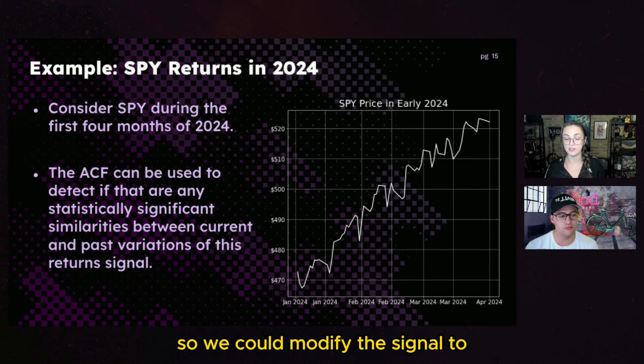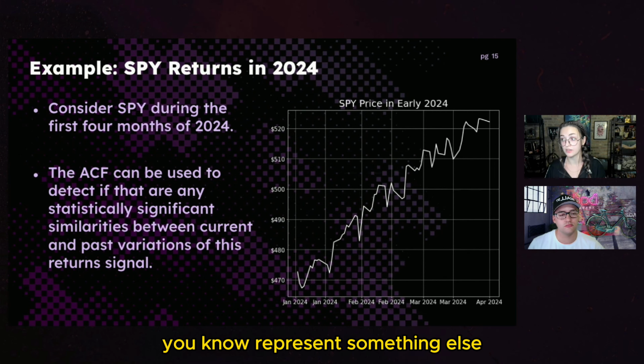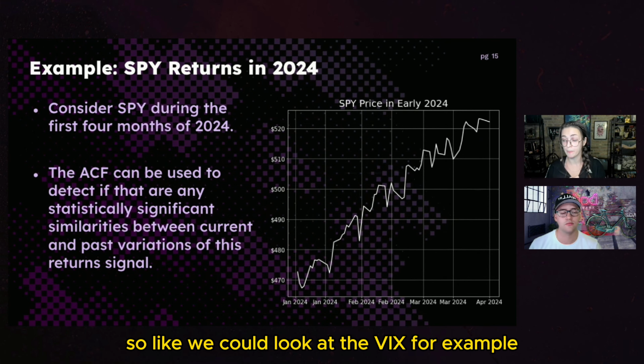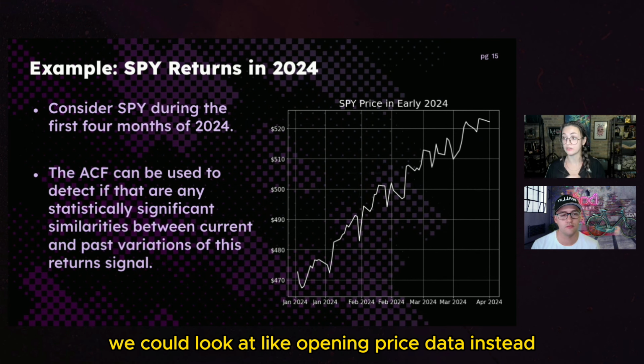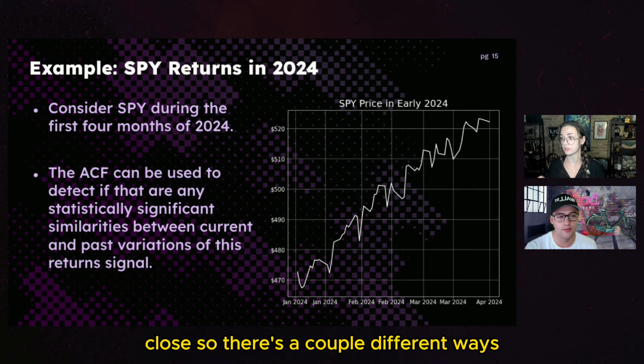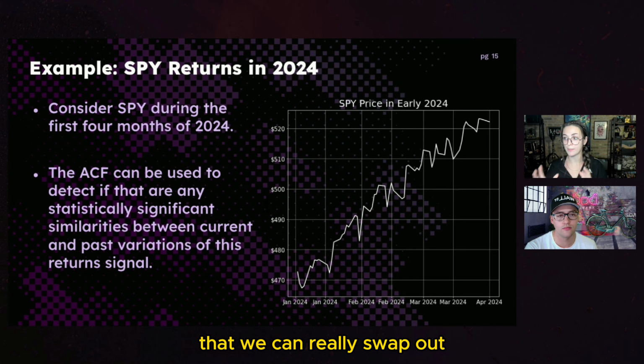So we could modify the signal to represent something else. We could look at volatility instead of returns, like the VIX, for example, instead of returns data. We could look at opening price data instead, and look at the changes there, so from open instead of close. There's a bunch of different ways that we can really swap out the signal that we're looking at in this example for a different signal.